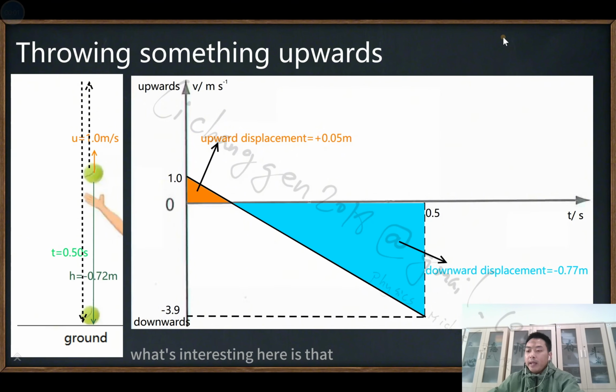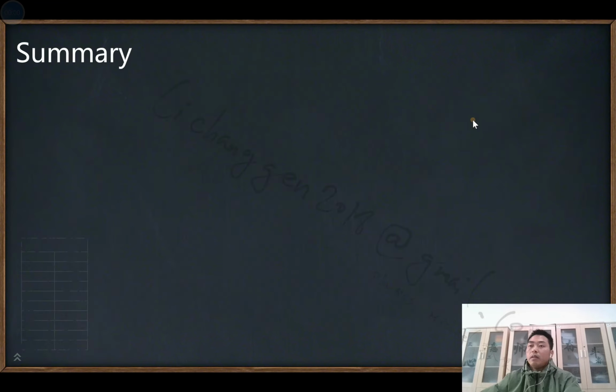What's interesting here is that even though the direction of the velocity changes, the slope of the graph stays constant. That's because the acceleration of gravity stays the same and always acts downwards.